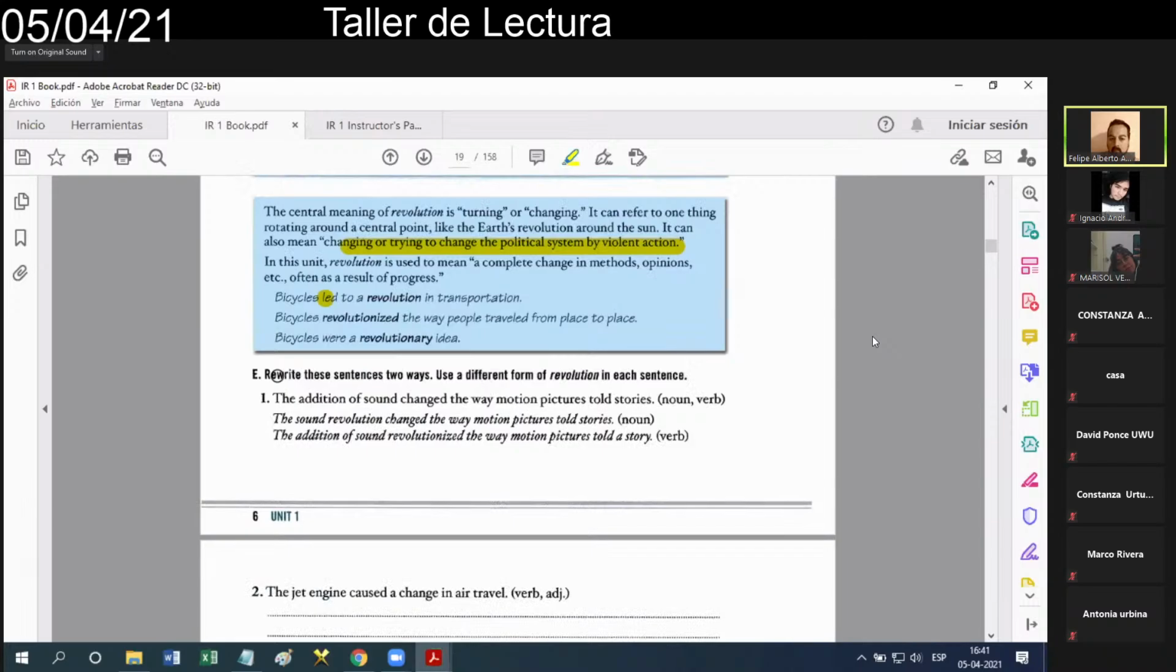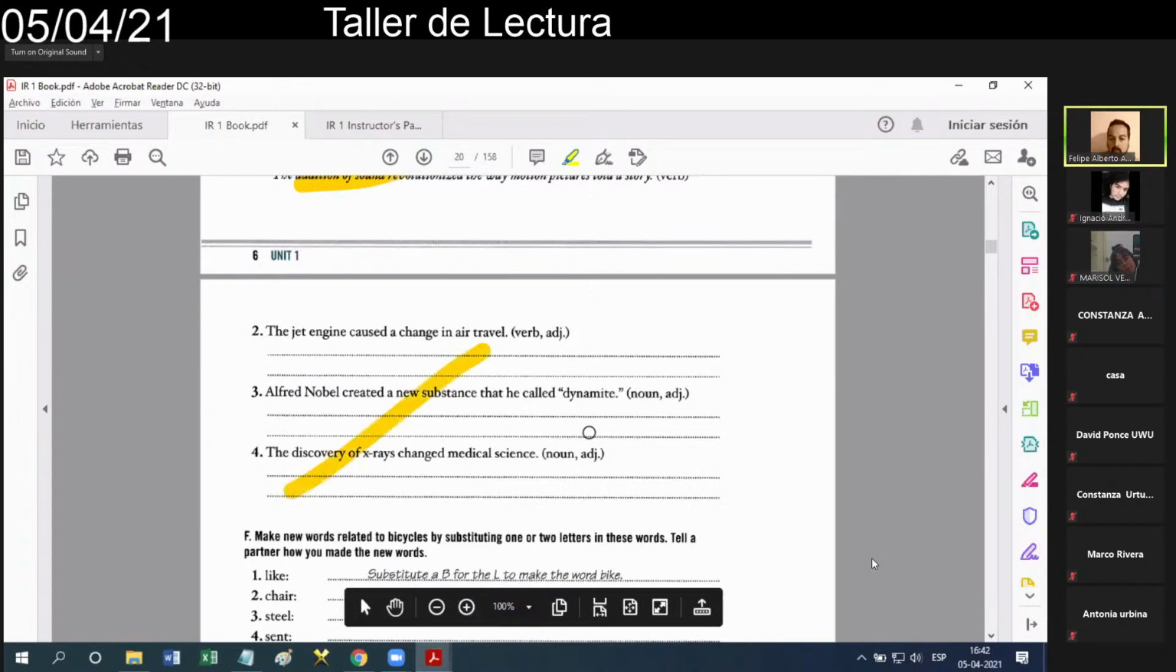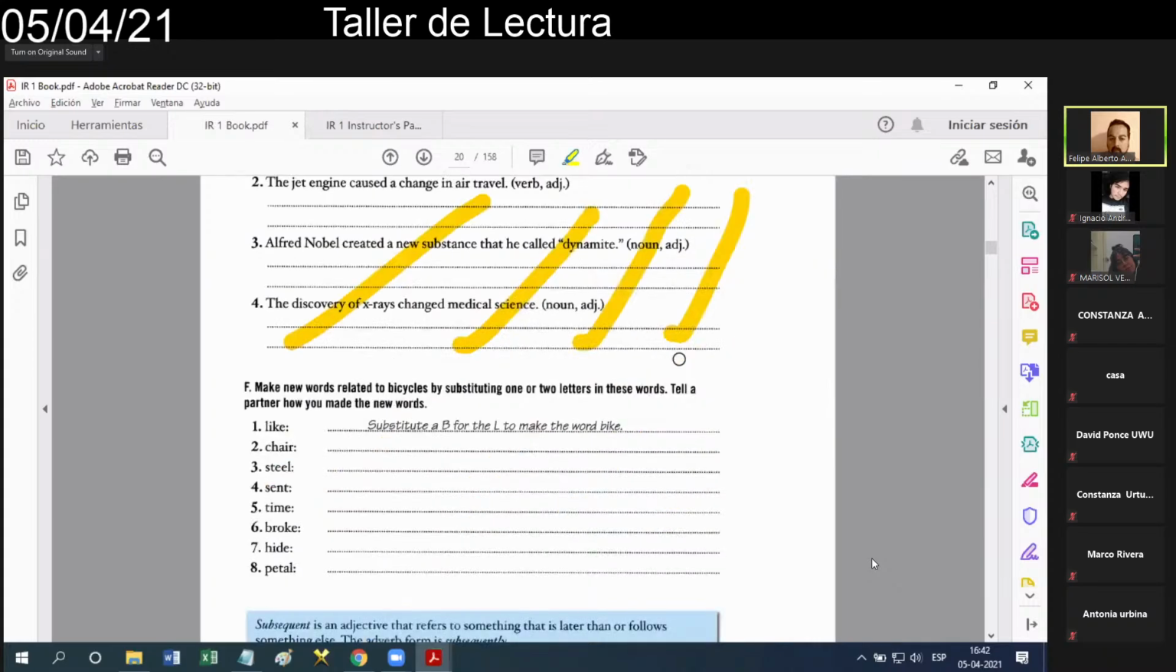I'm going to skip that because this is a writing activity to rewrite, and this is a reading course. It is not relevant, so please trust me. Yeah, I am the professor of this course, so believe me.